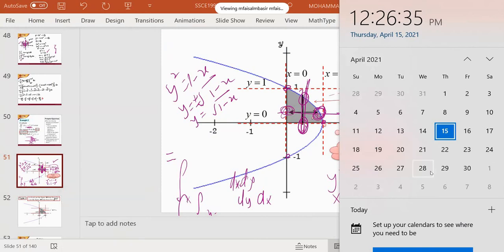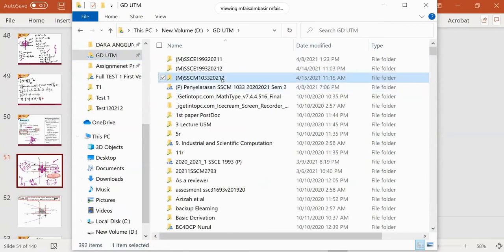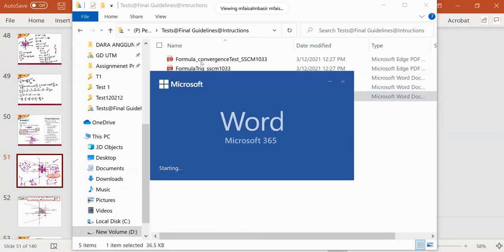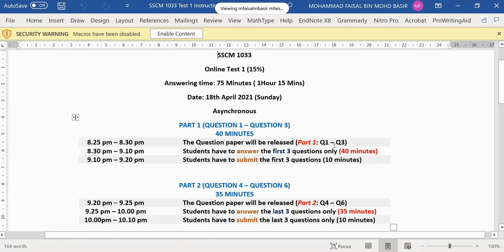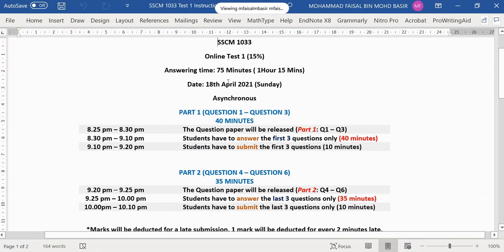Maybe we have part one, part two, maybe. Okay, let me show you like this, but I do not confirm yet. So I just give you roughly. Maybe you have part one and part two. Okay. And then formula will be given in the group. So maybe something like this. Part one will be three questions. Part two will be another three. I don't know the question yet because the question is not formed yet. Okay. So maybe, but in your case, maybe 1.5 hours.